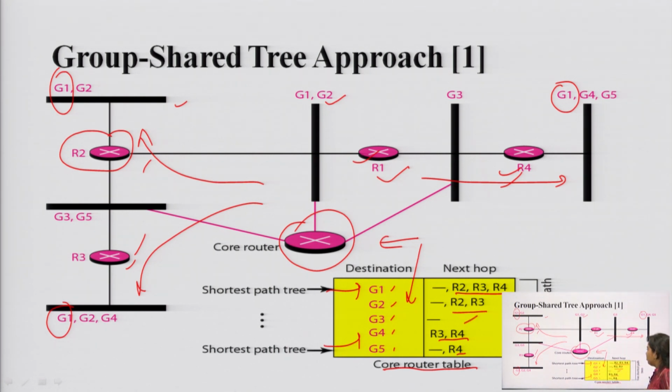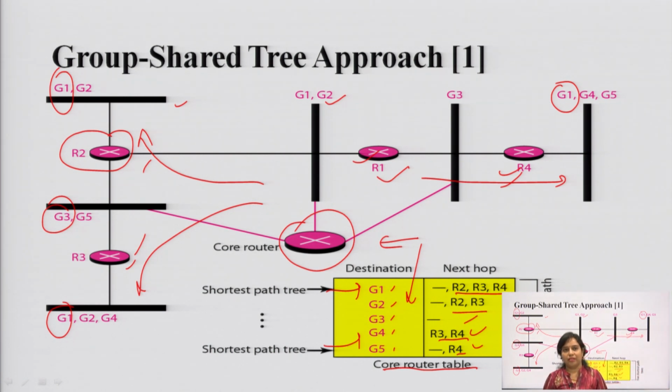In case of G3, if the data has to be transferred to G3, then this particular group has to be considered, that is following this G3 case. In case of G4, it can follow the path R3, it can follow the path R4. So, that is the core router table which has been shown over here.